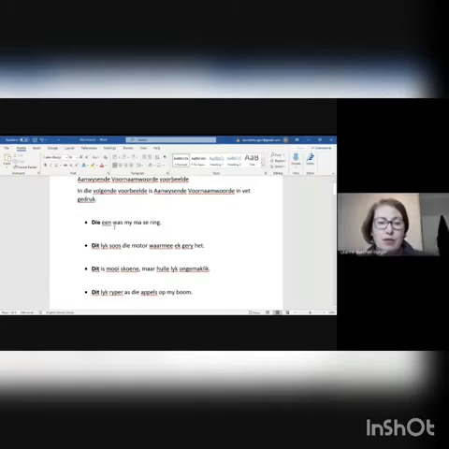So die een was my ma se ring. Now imagine the scene where you have a few rings and someone is pointing out the one that belonged to their mother. Die een was my ma se ring. So it's to be specific when you are talking about an item. Volgende een, dit lyk soos die motor waarmee ek gery het. This looks like the car that I drove with.